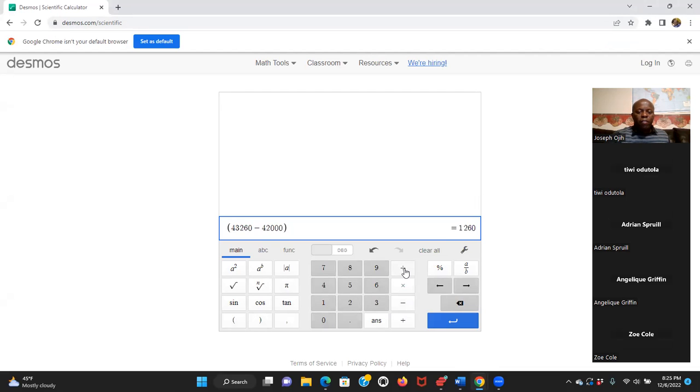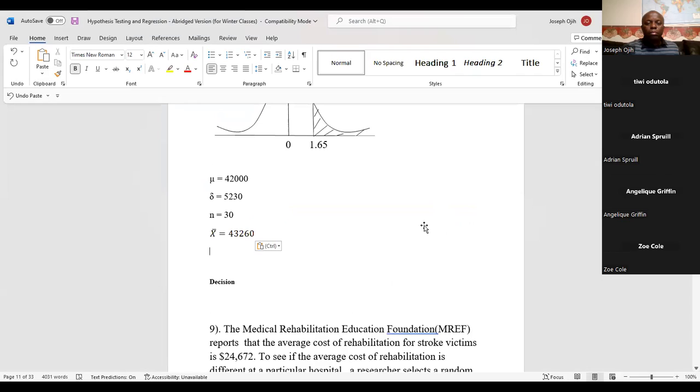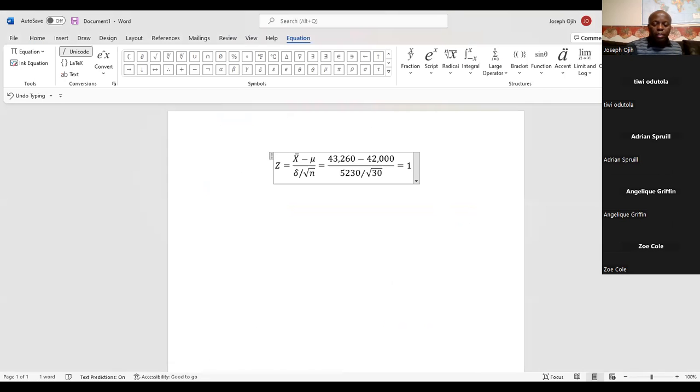Divided by standard deviation of 5,230 over the square root of 30. Approximately 1.32. So the answer is 1.32.